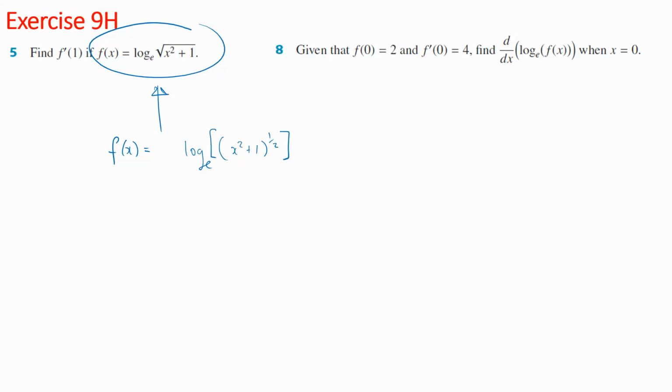This is a double chain rule if you didn't realize. There's 2 chain rules in it. Double chain rule. You're going to chain rule the inside, or you're going to chain rule the outside.